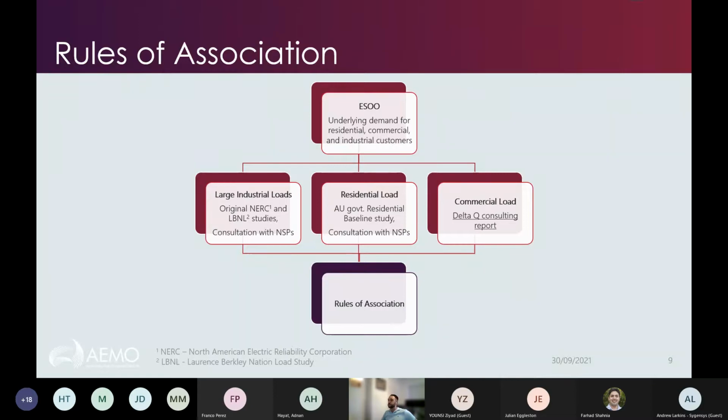We spoke with a bunch of TNSPs and DNSPs, so transmission network service providers and distribution network service providers. One of the things we found is that the rules of association that we were using from a Lawrence Berkeley study, LBNL, were misrepresenting the amount of power electronics loads or VSD loads in the industrial sector. So we changed those rules of association to be more in line with some of the data that the NSPs had.